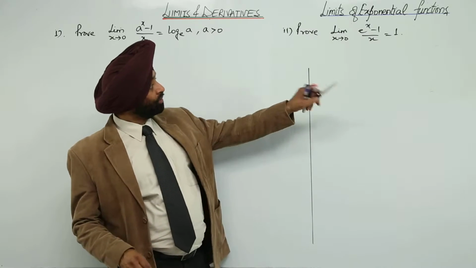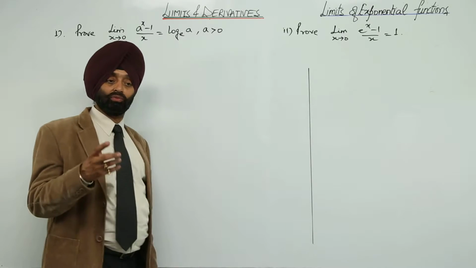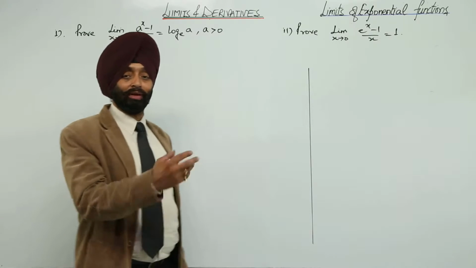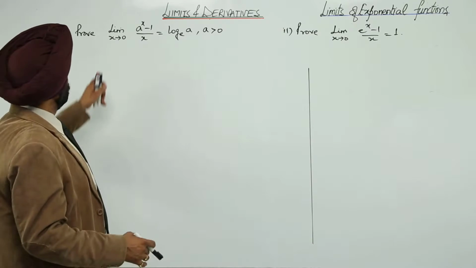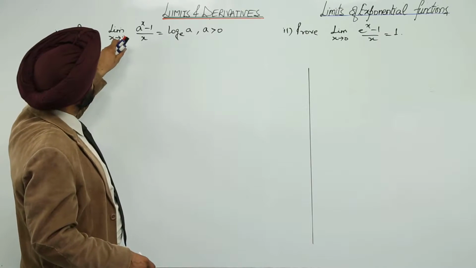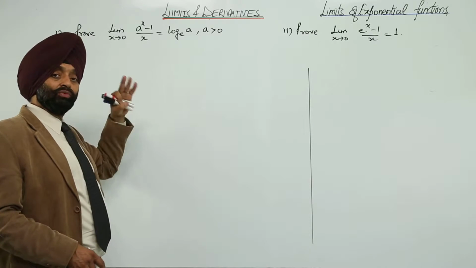Now we are going to cover limits of exponential function. In the exponential function, what are we going to cover? Logarithm and exponential both. Okay. So we have two formulas. Limit x approaches 0, (a raised to power x minus 1) upon x, this is equal to log base e of a.